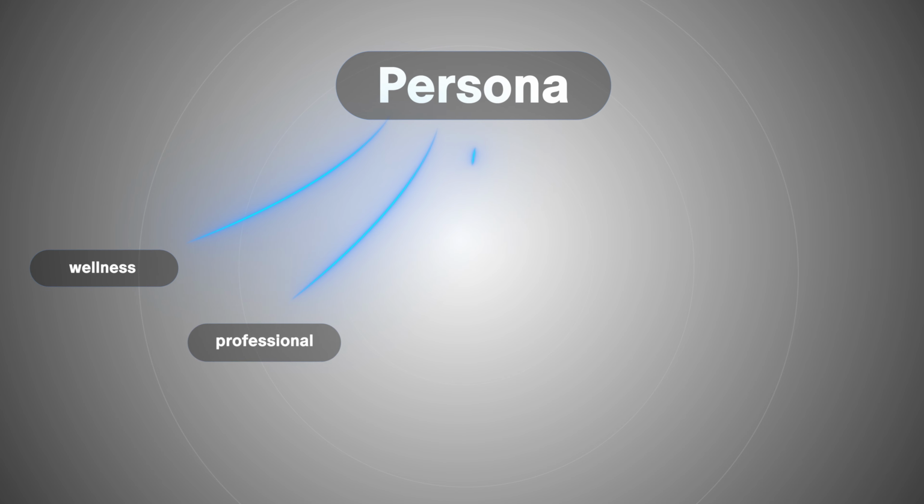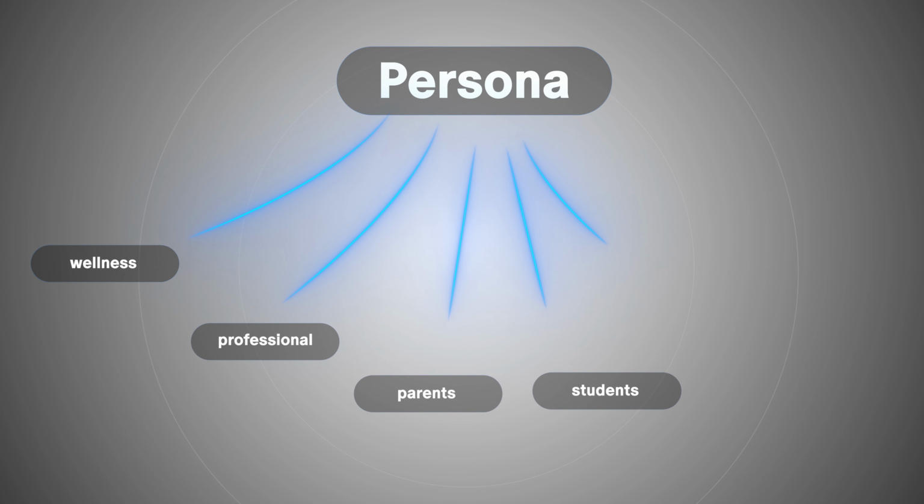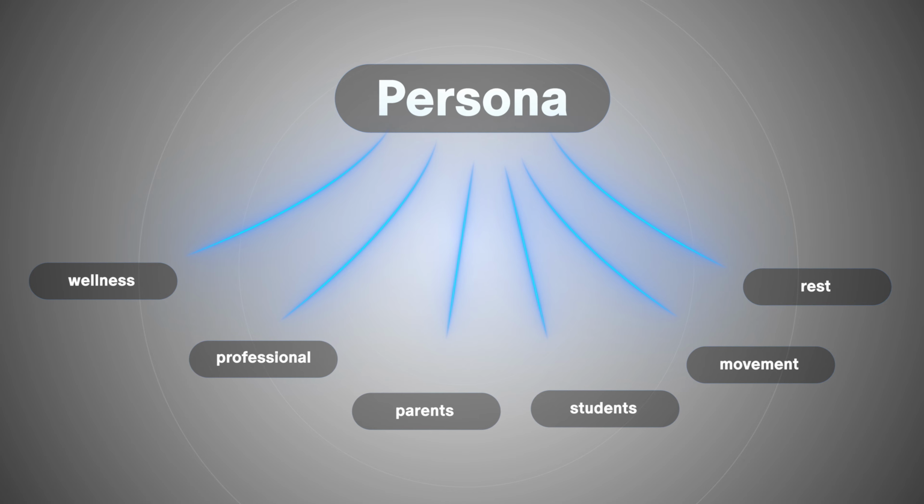For example, one of my brands has broken up their personas into 6 different personas they're going after: wellness, professional, parents, students, movement, rest. That's 6 different personas. Those would all be 6 different ad sets within this CBO. And again, we're running these through an ABO testing campaign, and only the winners from the ABO are going to be dropped into the persona-based CBO winners campaign.